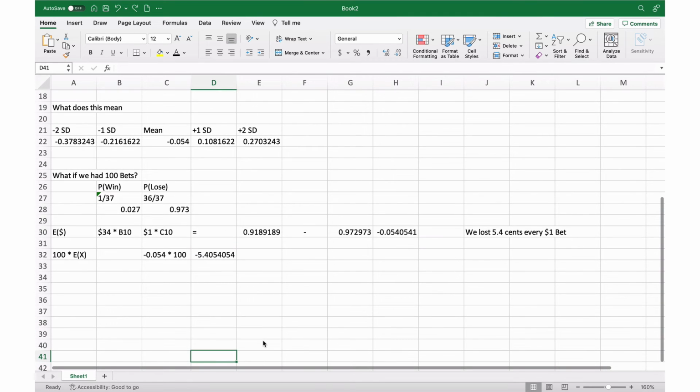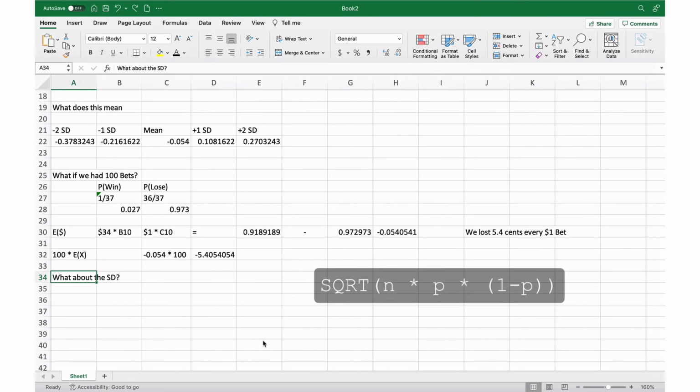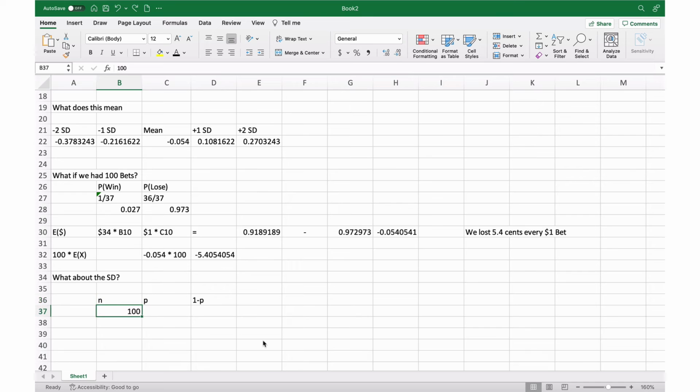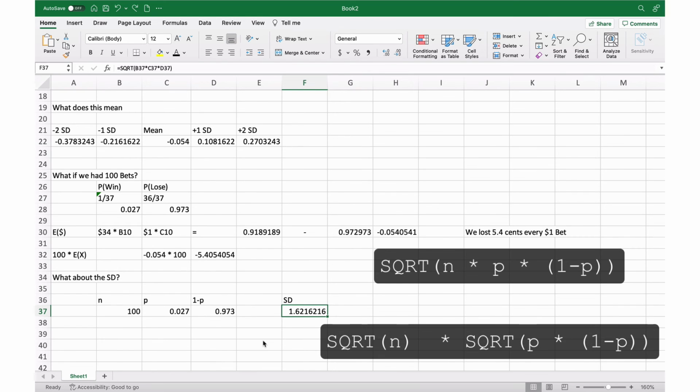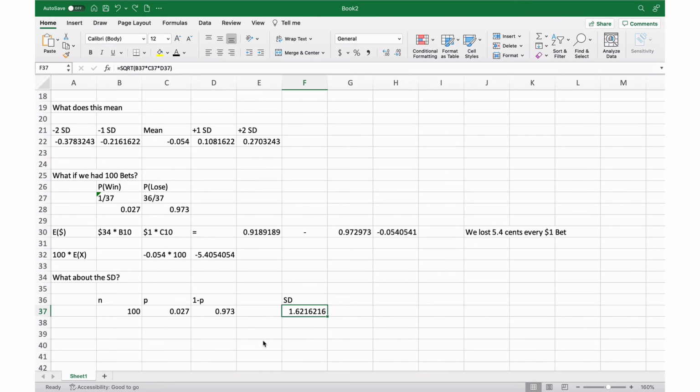Well, what about the standard deviation? We had the standard deviation formula before, where it was the square root of n times p times 1 minus p. So we'll set up our table again, and we have our probability of winning at 0.027 and our probability of losing at 0.973. The only difference now is we're going to change that n from 1 to 100. And when we do that, our standard deviation becomes 1.62. Now, if you recall your square root rules, I can take the square root of each one of those items. So if I took the square root of n and n was 100, it would be 10. So it makes sense that now we would multiply our original standard deviation for the $1 bet times 10.